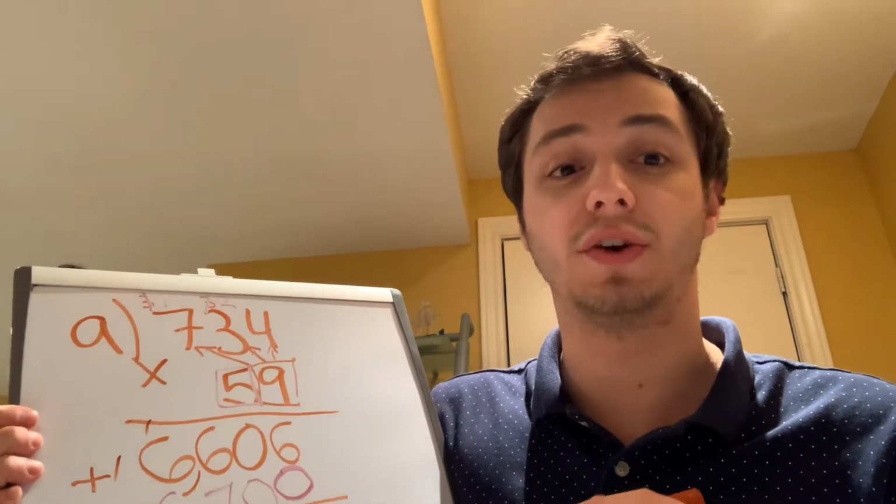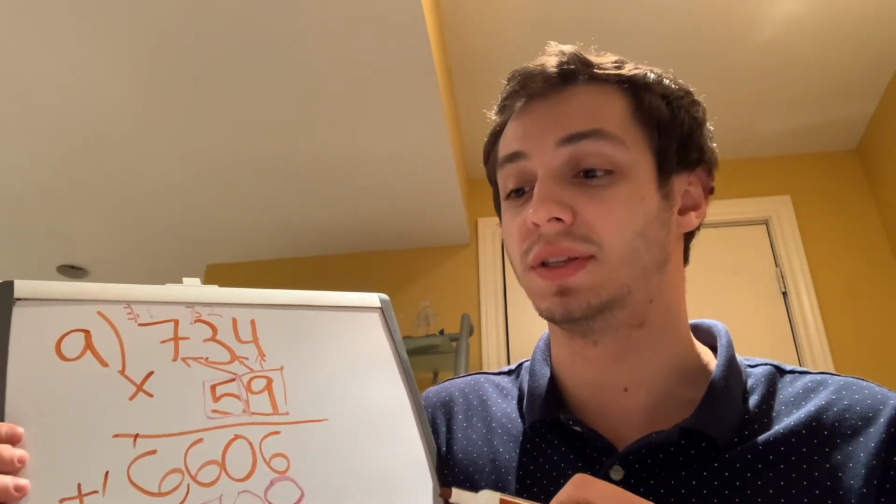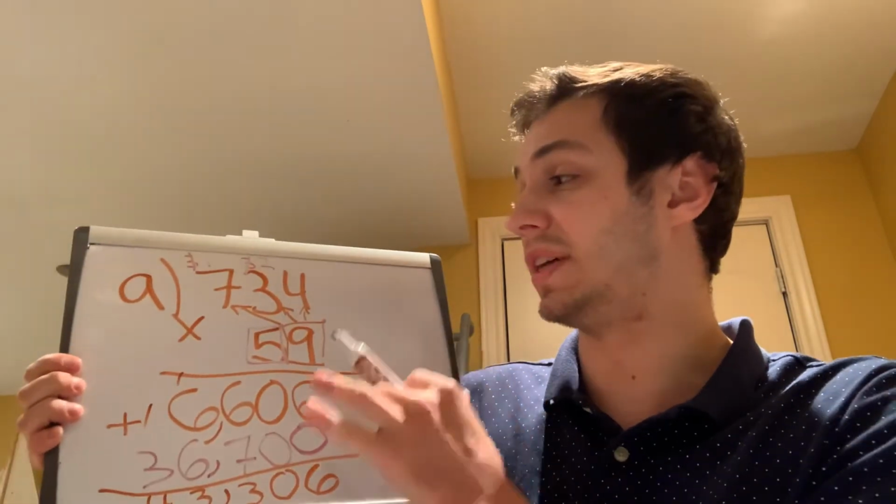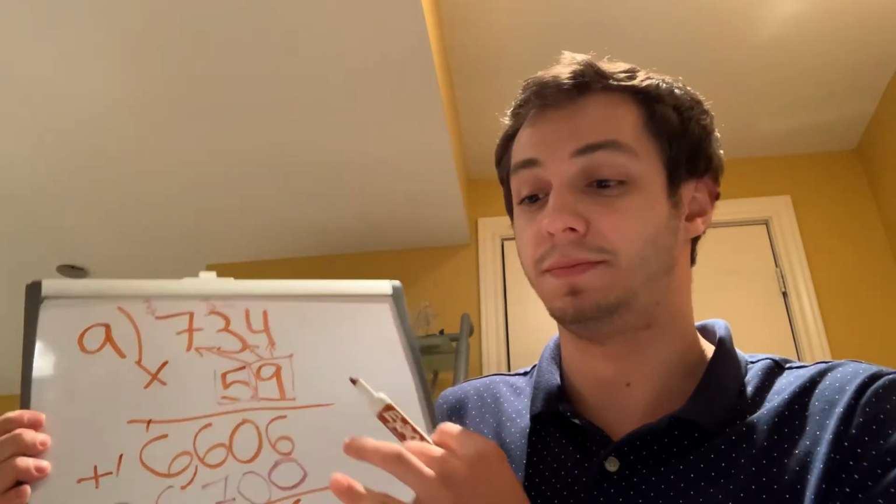What I want you guys to do now is try to work on problem B. In problem B, you're going to be multiplying 379 by 67. You're going to use the exact same steps that we just did. So you can pause the video now, and then I'll see you in part 3. So welcome back to part 3.